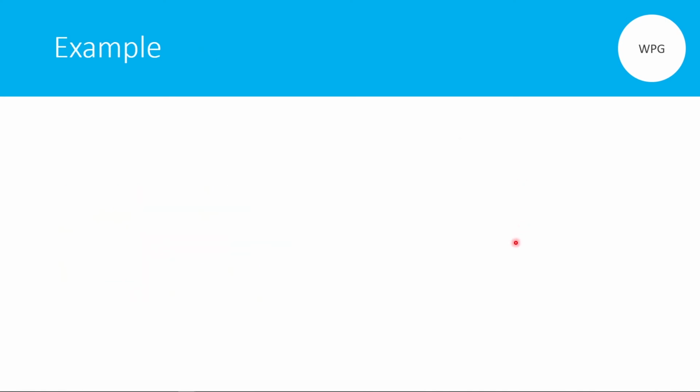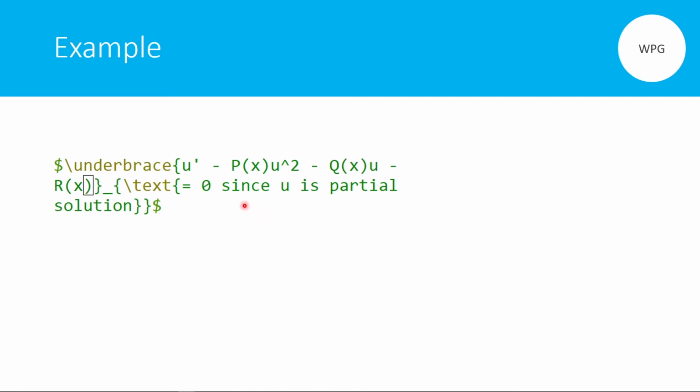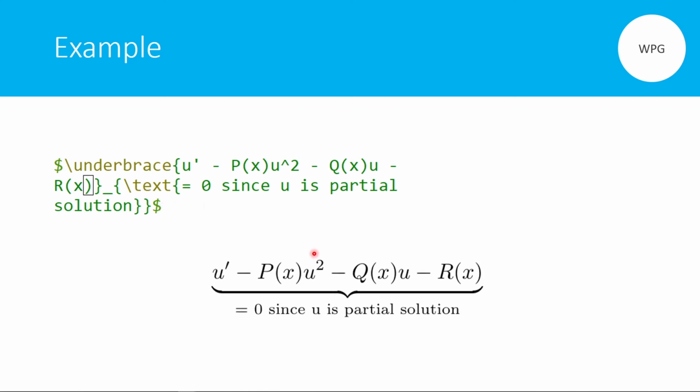Let's see the last example. Here the expression u double prime minus p of x, u prime, minus q of x, u, minus r of x has the underbrace and a subscript. The subscript has the text equals 0 since u is partial solution. It will appear like that. The whole expression is written, and below the expression there is an underbrace, and the underbrace has a label of subscript equals 0 since u is partial solution.